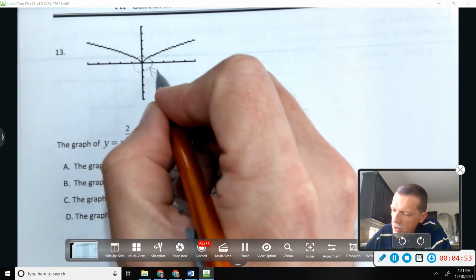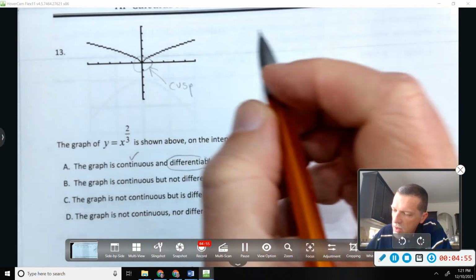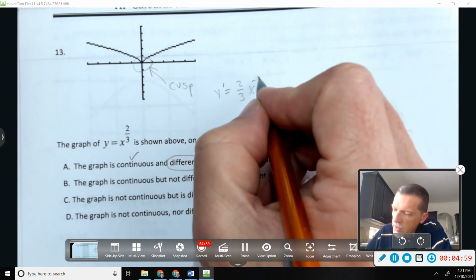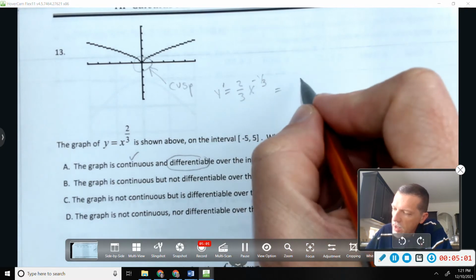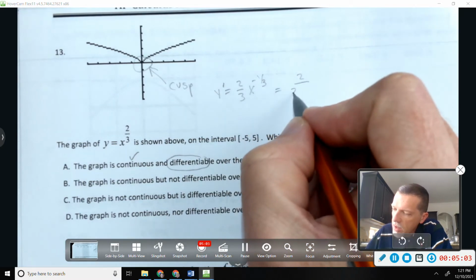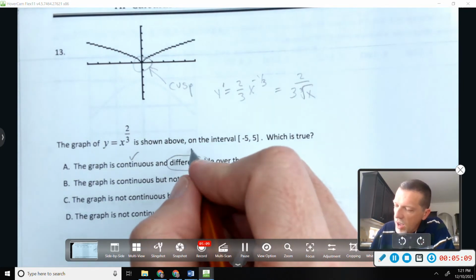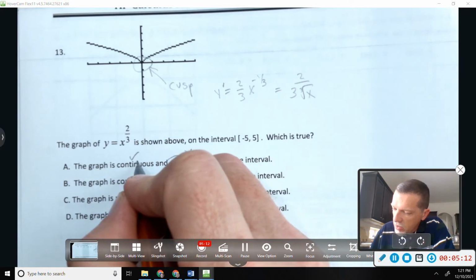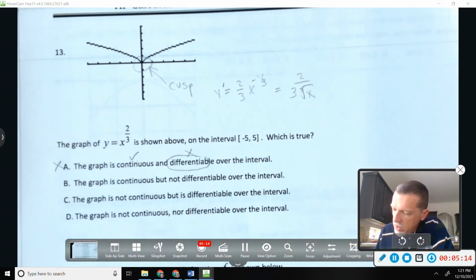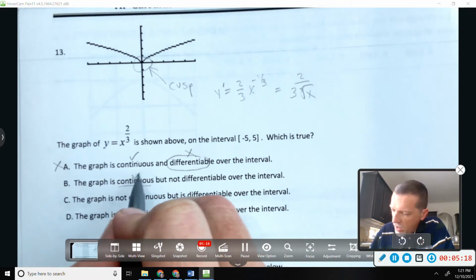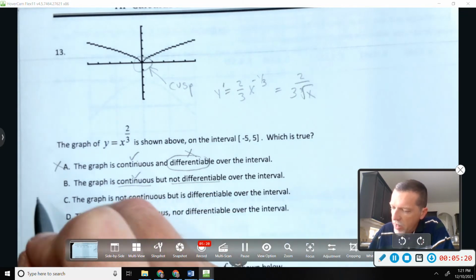maybe it's hard to tell right there, but that's a cusp. And if we wanted to make sure, we could take the derivative and we'd get something like that. And if x was 0, that would be a problem. So it is not differentiable, but it is continuous. So A is out. The graph is continuous. Yes. Not differentiable. Okay, I like answer B.